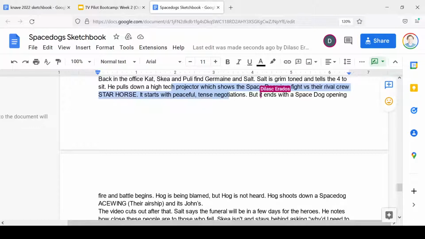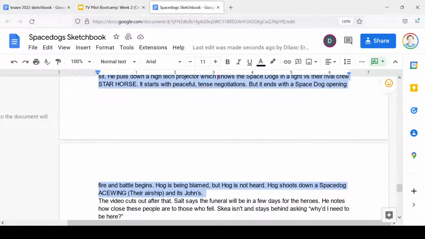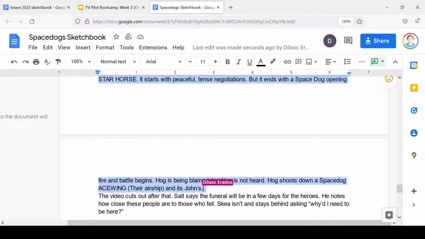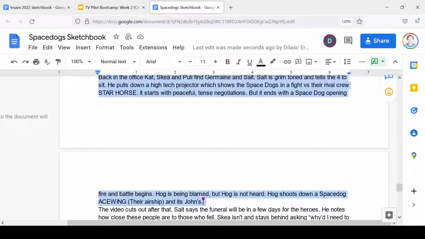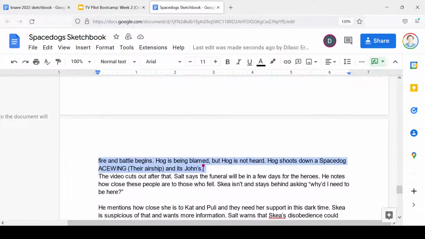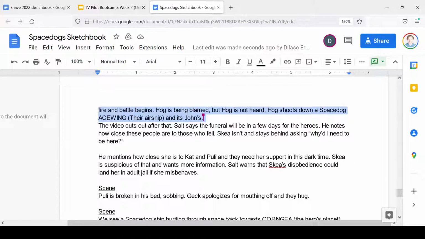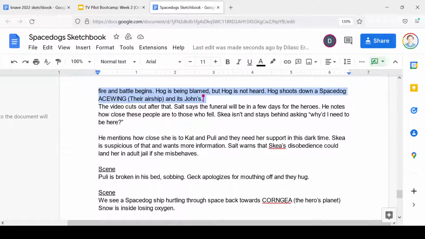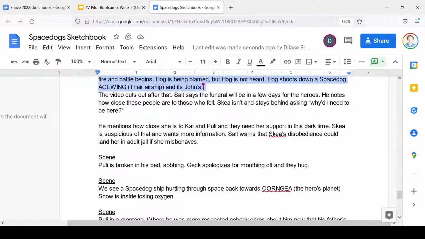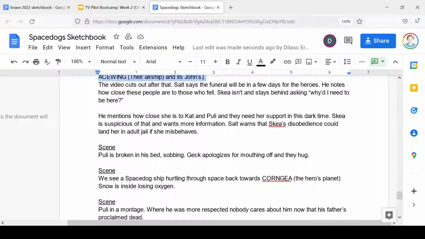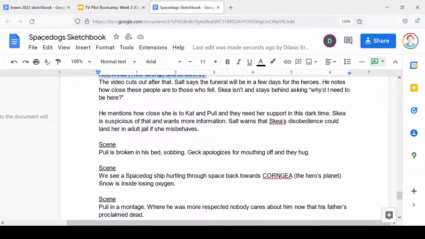This is the Space Dogs in a fight versus their rival crew, Star Horse. It starts with peaceful negotiations, but it ends with a Space Dog opening fire, and a battle begins. Okay, so this is like a skirmish between other training pilots, and they start to fight for real? No, this is like, look at this video that we caught. This is what our drones caught news of. Okay. A Hog is being blamed, but Hog is not heard. He shoots down a Space Dog A-Swing, and it's John's. The video cuts off after that.